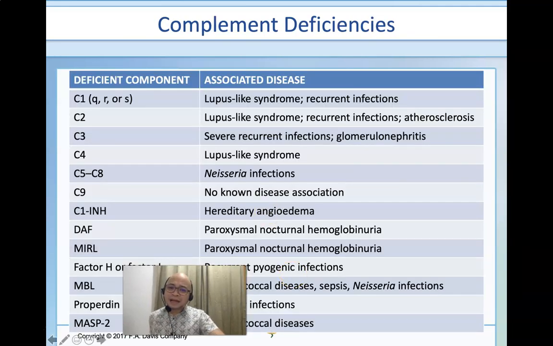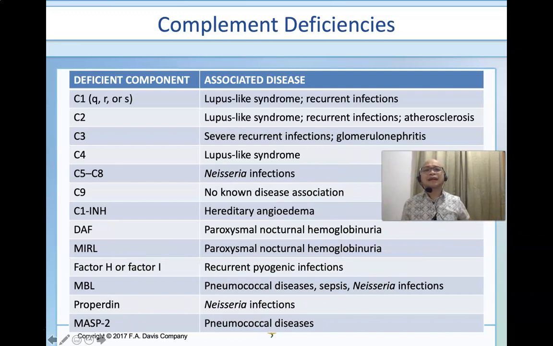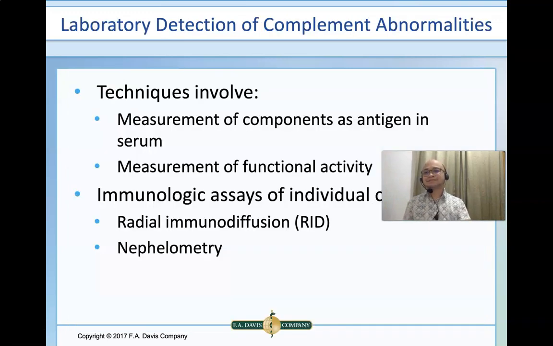So, complement is important for our immune system. Meaning, if you are deficient in a particular complement component, these are the associated diseases. Imagine, if you do not have C5 or C8, Neisseria infection will occur. And again, what is the most abundant complement component? C3. So deficiency of C3 may result in severe recurrent infections.